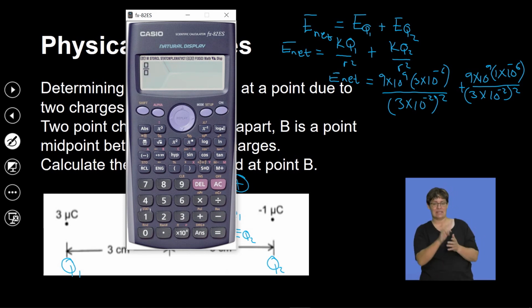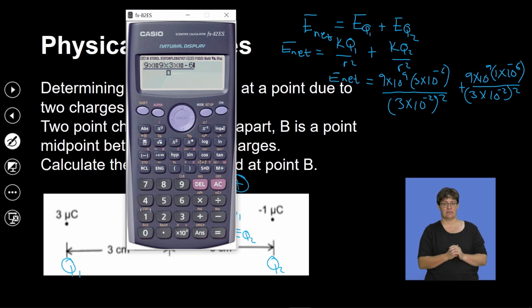Let's calculate the first E due to Q1, which is 9 times 10 exponent 9, multiplied by 3 times 10 exponent negative 6, divided by 3 times 10 exponent negative 2. Maybe we need to square that, so let's put it in an open bracket, 3 times 10 exponent negative 2, and then we square that. What you see there, punched into the calculator, would give us the value of E due to Q1.